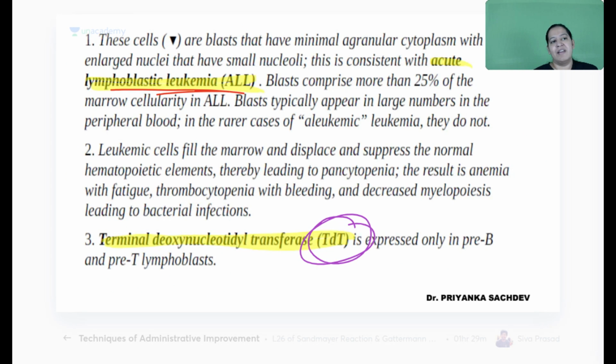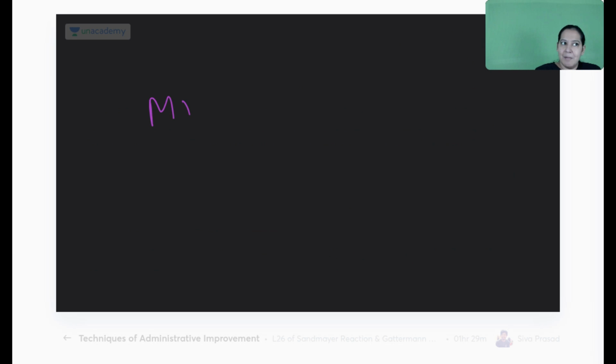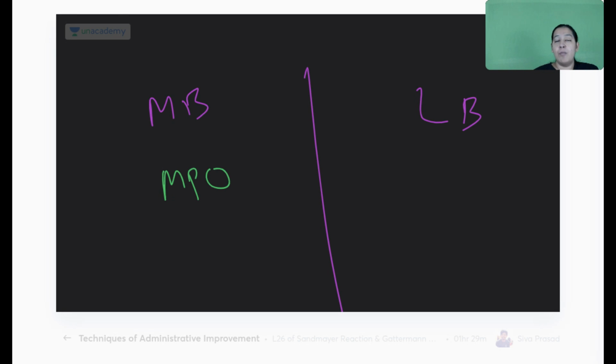So TDT. Learn. TDT is a marker for lymphoblast. The full form of TDT is terminal deoxynucleotidyl transferase. TDT. Learn it out. What is the marker for myeloblast? Myeloblast, lymphoblast. The two blasts, the four leukemias. So in myeloblast, the marker is MPO, myeloperoxidase. In lymphoblast, the marker is TDT.